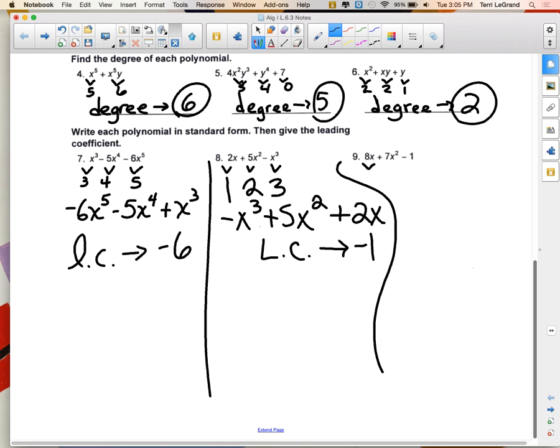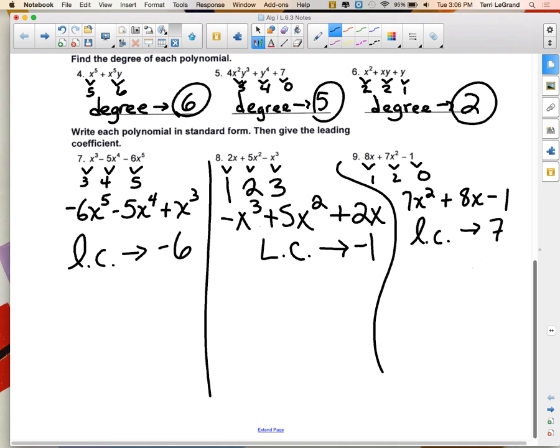Degree of this one is 1. Degree of this term is 2. Degree of the last term is 0. Standard form, how will that go? How will standard form look? Alicia? 7x to the 2nd power plus 8x minus 1. Okay, that's right. Good job. What's the leading coefficient, class? 7. Okay. So standard form.